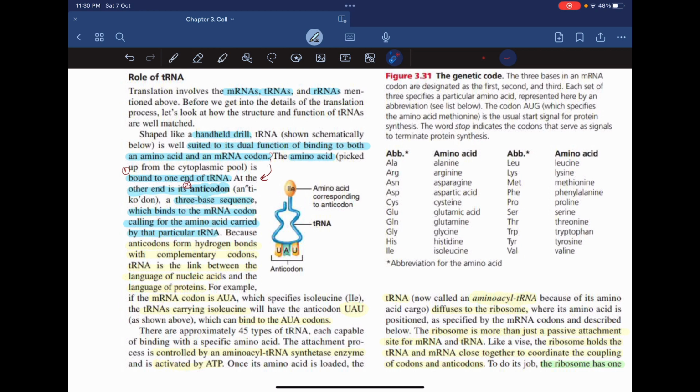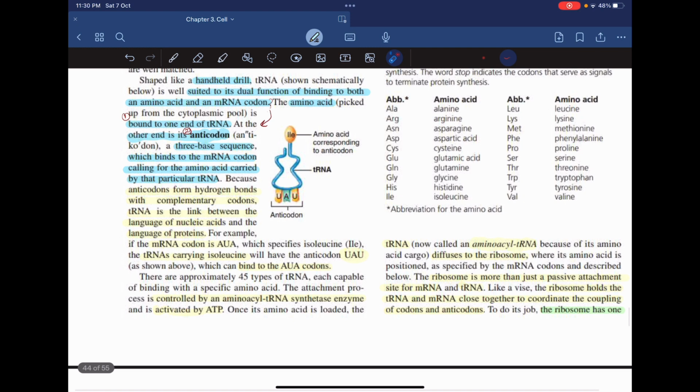That's why it's suited for its function. The anticodon is a 3-base sequence which binds to the mRNA codon, calling for the amino acid carried by the particular tRNA. Anticodons form hydrogen bonds with complementary codons. tRNA is the link between the language of nucleic acid and the language of proteins. So if they ask you what's the link between the language of nucleic acids and the language of proteins, it is the tRNA.